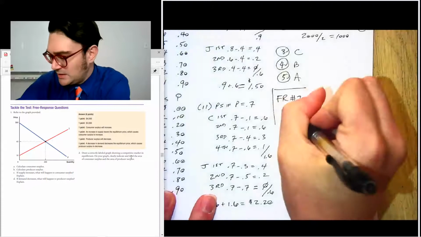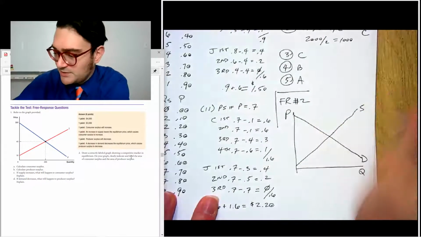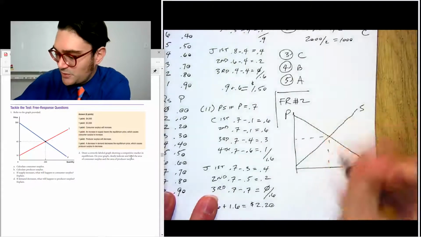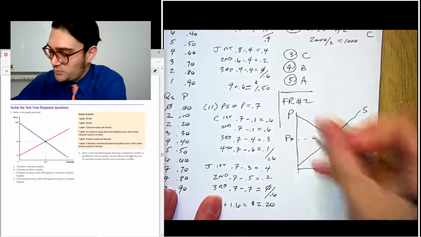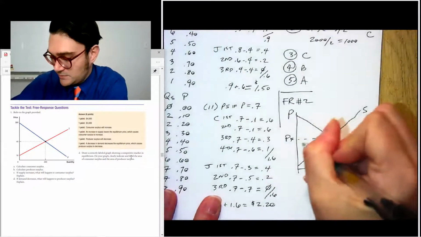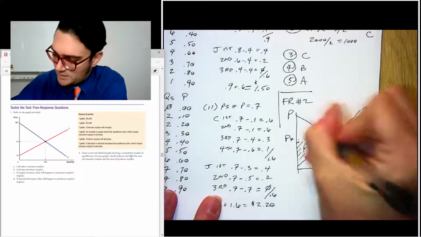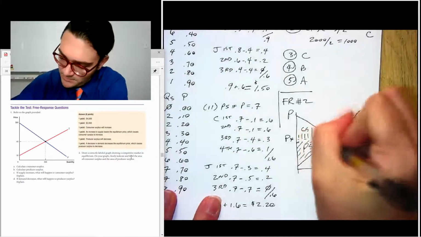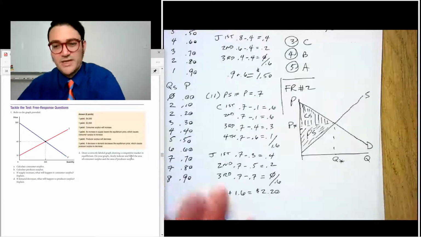The hard ones that I have to read and then I go, uh-oh, I don't know how to do that, and I'm recording myself. So we have equilibrium, Q star, P star, and then producer surplus is this area, and consumer surplus is this area. And if I had my red pen, I'd color those in, but it's good.